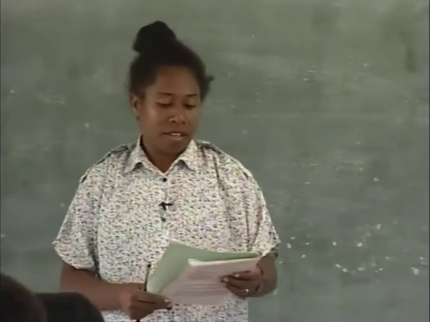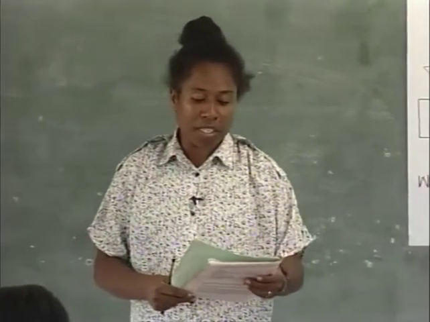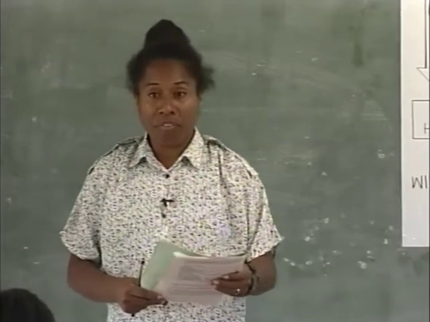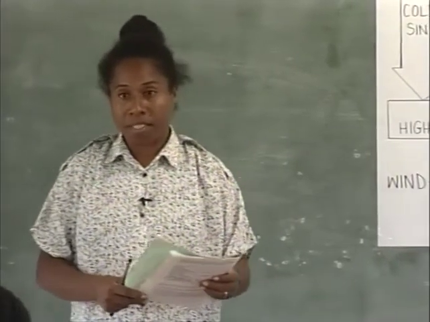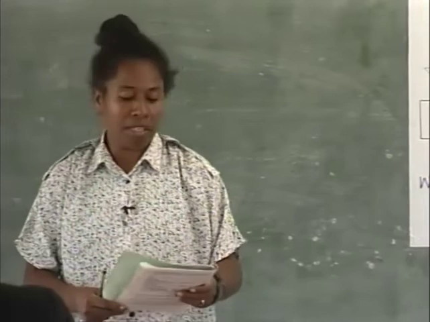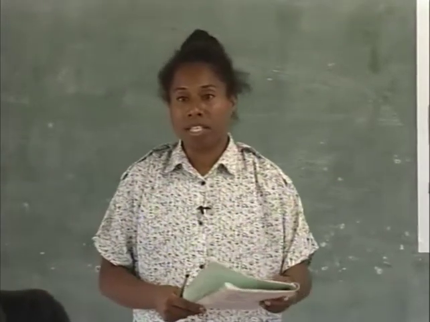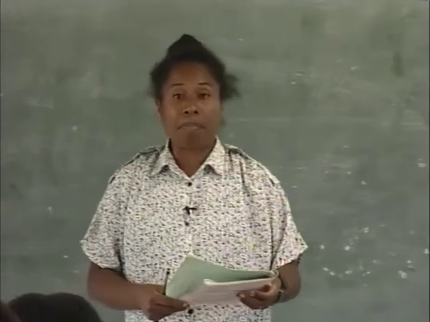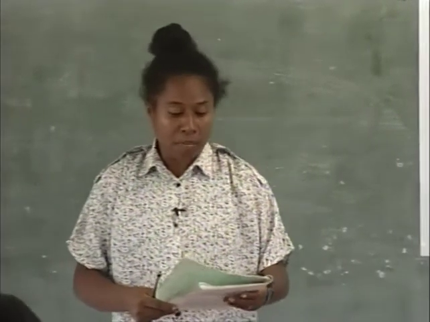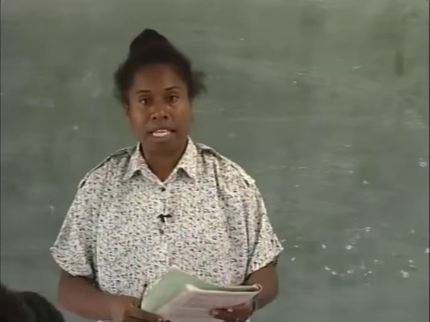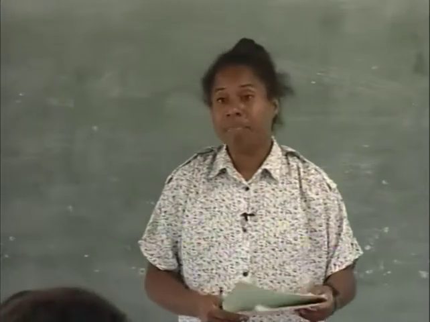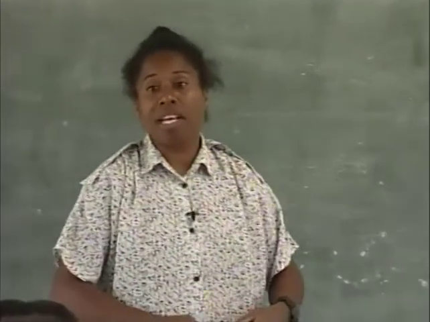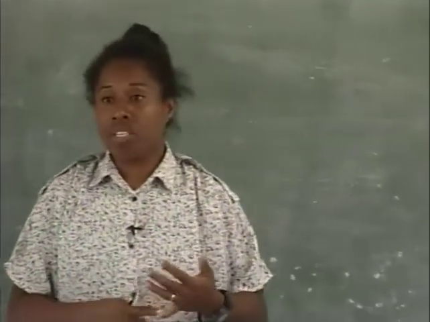Lines on a weather map which join up places having the same pressure at a particular time are referred to as isobars. And again, that is information we have already covered when we looked at elements of weather.